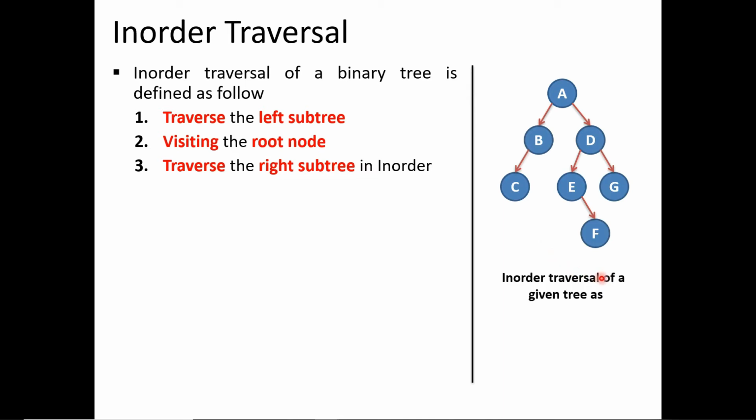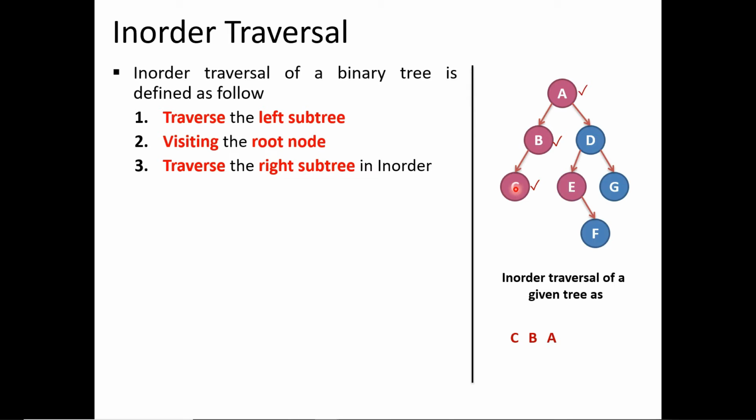Now in-order traversal of the given tree: first we have to visit the left subtree. So we take the left subtree node, that is C, and write it into the in-order traversal. Then next we have node B. So we visit this node B and put B into the in-order traversal. So now our left subtree is visited. Now the root node is A, so we visit root A and write A.